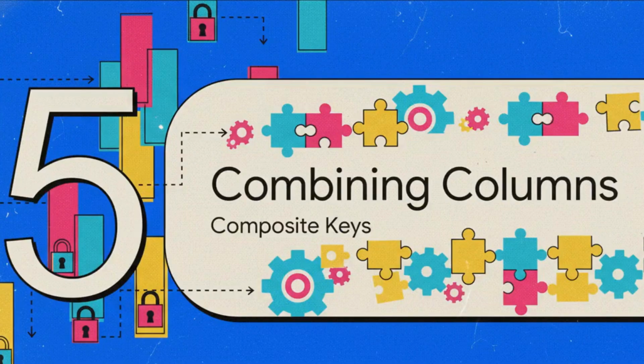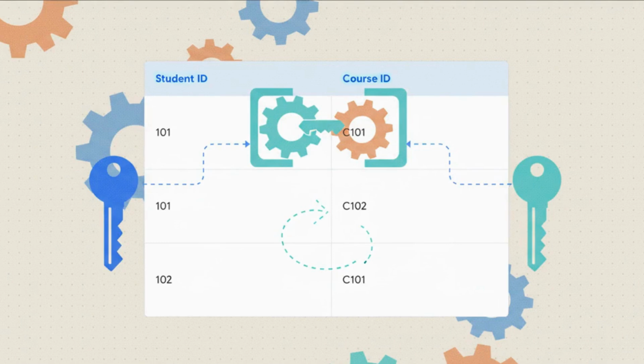Moving into Section 5, Combining Columns for Composite Keys. Sometimes real-world data modeling just isn't as simple as having one perfect ID column. Think about an enrollment scenario. A student might take multiple courses, right? So the student ID alone is going to show up multiple times. It's going to duplicate for every class they take. That means it can't be a primary identifier on its own. And a course ID? That's going to duplicate for every single student sitting in that room. Neither works by itself. So what do we do?